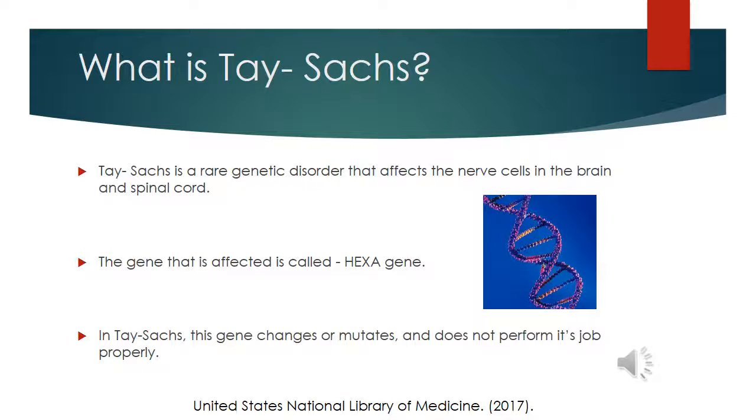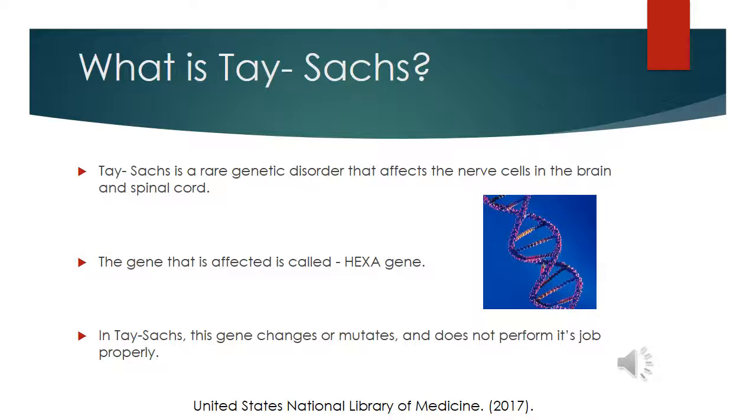Tay Sachs is a rare genetic disorder that affects the nerve cells in the brain and the spinal cord. It is a progressive disease, which means over time the disease gets worse. The gene that is affected is called the hexa gene. In Tay Sachs, this gene changes or mutates. This change or mutation causes the gene not to perform properly.